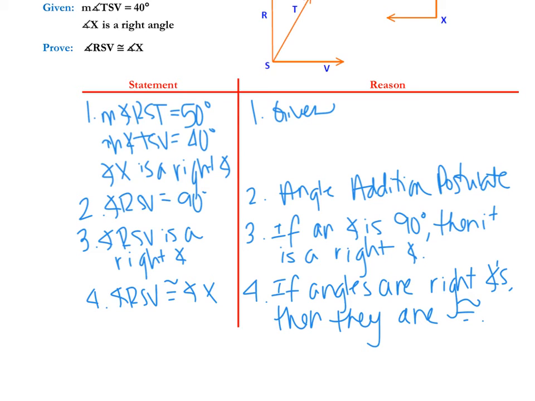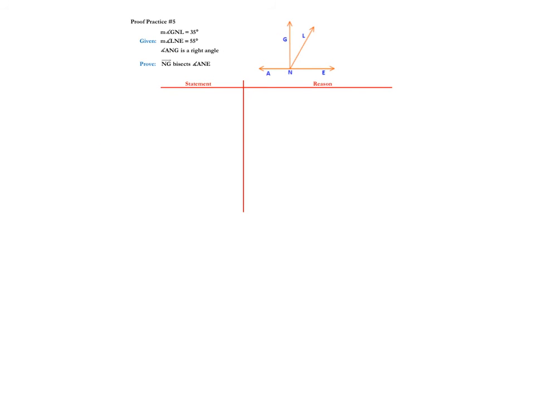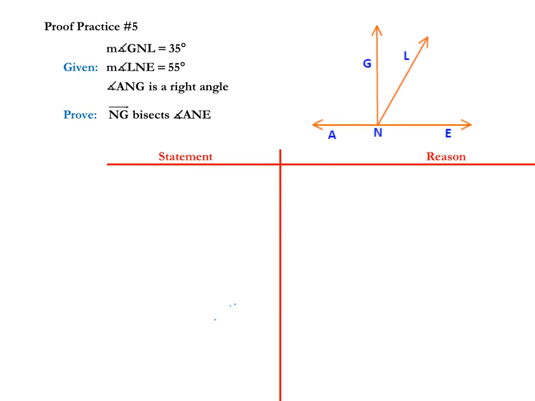Okay, so we have one last example, and this is going to be our longest proof. So look at the final statement. It says NG bisects angle ANE. In order to know that something is bisected, you need to make sure that you know that the two parts are congruent. So again, there are two ways we could approach this problem. We could go along the avenue of finding the actual angle measures, or proving that the two angles are right angles, therefore they are congruent. Okay? So let's go ahead and do that.